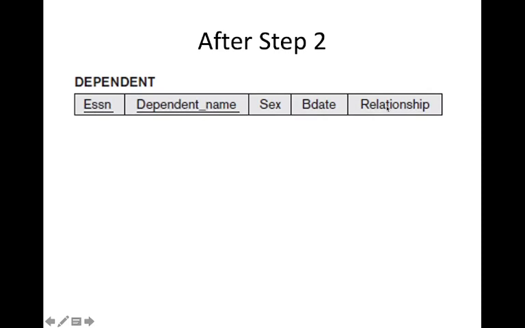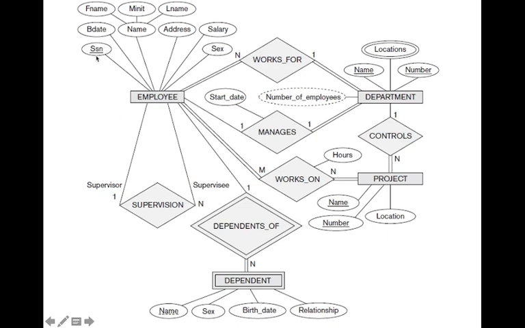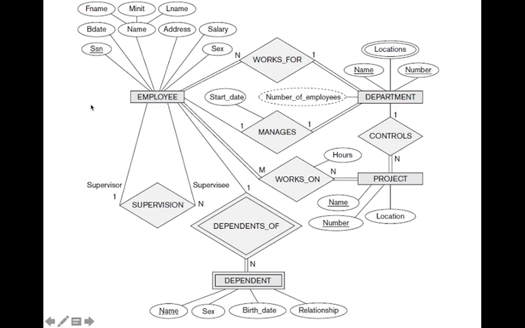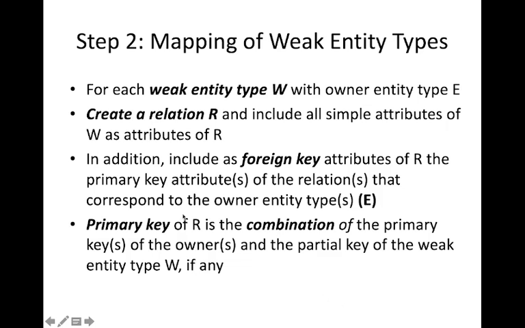So actually there were only four attributes. We have included the SSN value also here. We have just changed the name to ESSN. We can change the name. So we have included this SSN in the dependent table. That is what is mentioned here. So we have included a foreign key. Then we have mentioned one more thing.